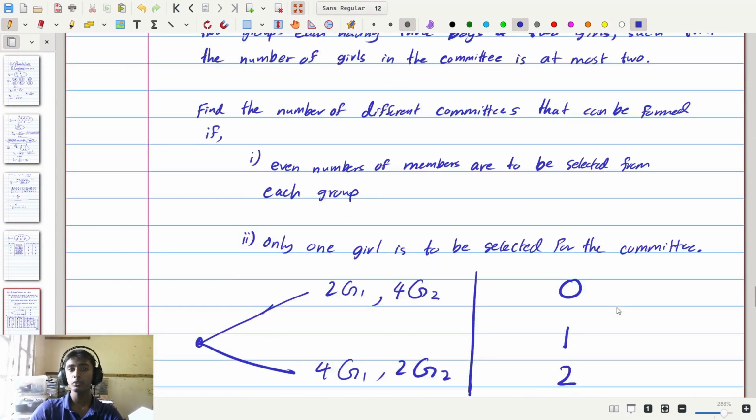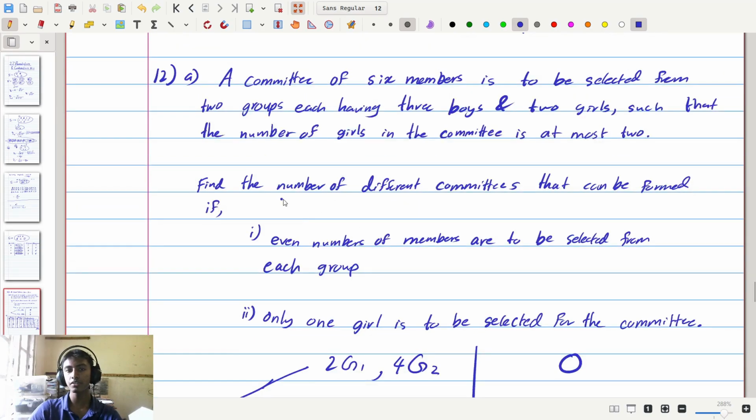For part number 2, the question is asking us to find the number of different committees that can be formed if only 1 girl is to be selected for the committee. So that means we need to select only 1 girl out of either of the groups for our final committee.